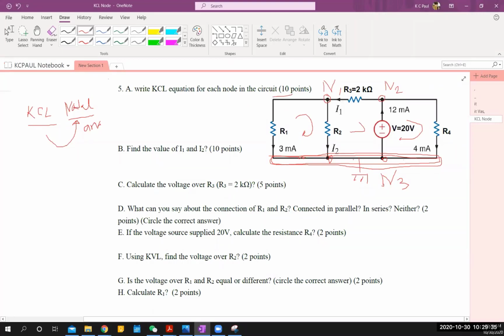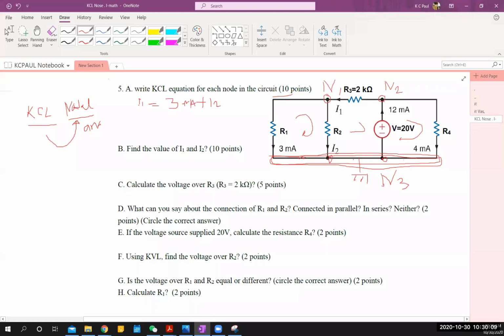Anyway, you already know what is the KCL at this node 1, right? I1 is entering, I2 is exiting, and this 3 milliamps is exiting. So all the current entering is equal to current exiting. The first one will be I1 is equal to 3 milliamps plus I2. Very simple. I don't know why you guys make mistakes here, but most of you have got this one correct.